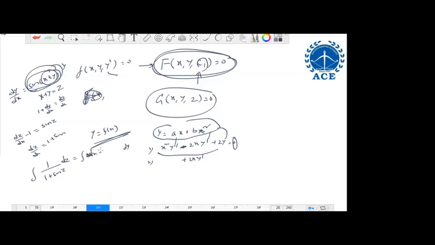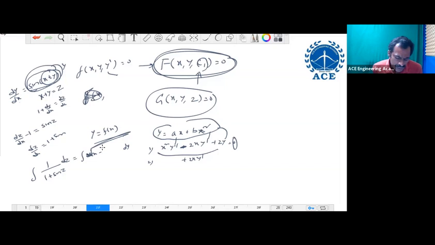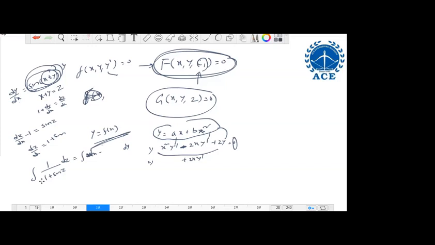Sir, options are in tan and sec, like tan of x plus y minus sec of x plus y is equal to x plus c, like this. Are you getting this one in the denominator, integral of 1 by 1 plus sine z? Did you get the same thing? Yes, sir.